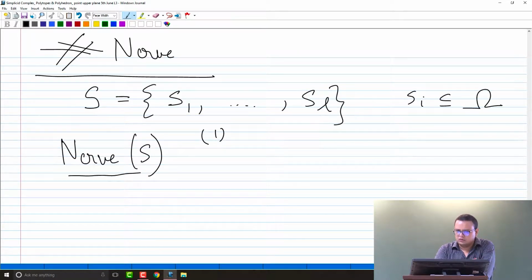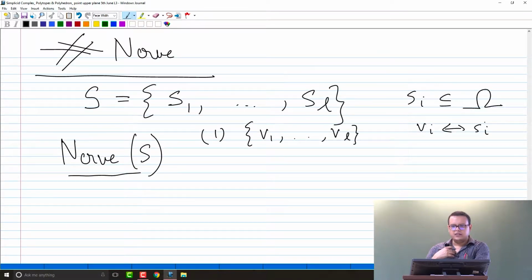Sounds a bit odd, no? So, let us not define it in that way. Let us say I have separate symbols V1 to VL, and Vi represents Si. There is a one to one correspondence; Si and Vi are the same thing for me. Vertices are sets. I will come to how this plays out. So, forget about vertices being sets, that is why I have defined these points V1 to VL. So, what are the simplices that will be in the nerve of S?